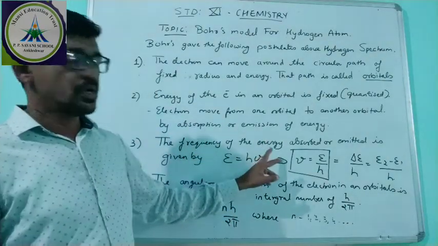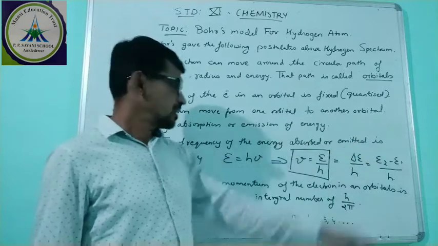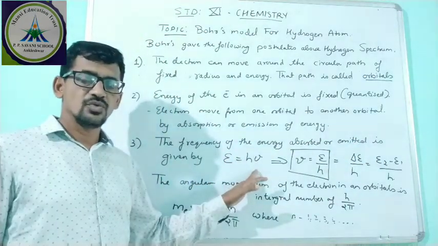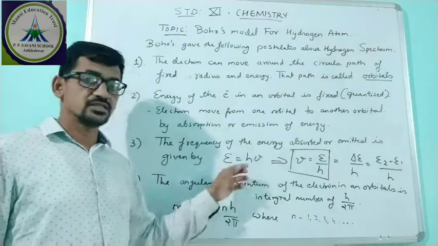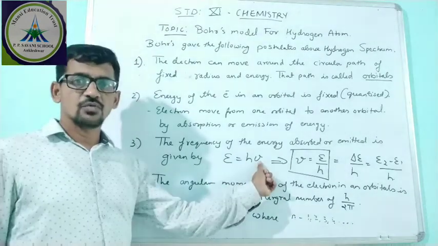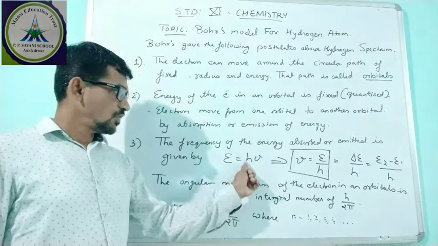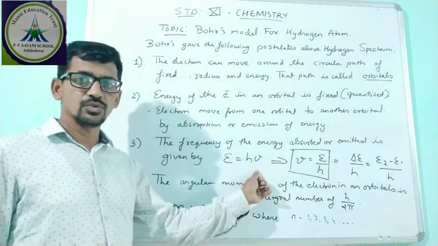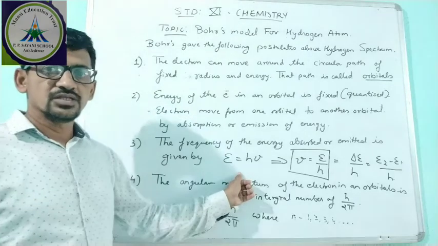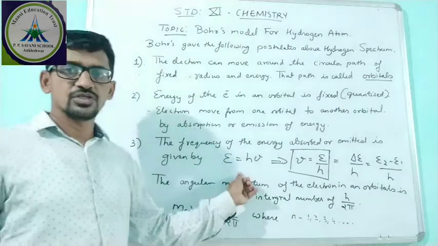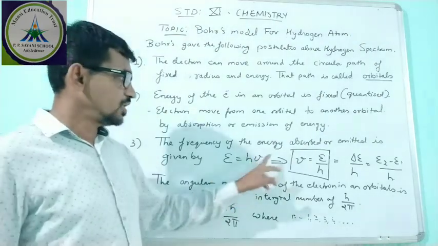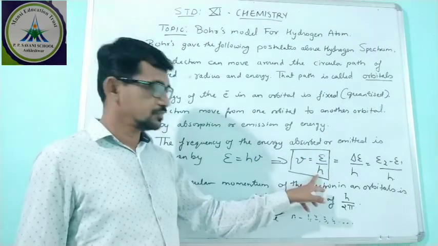The frequency of the particular energy absorbed or emitted is given by the equation E equals h mu. We have derived this equation: energy is directly proportional to frequency mu, where h is the Planck constant, 6.626 into 10 raised to minus 34 joule second. Therefore, mu is equal to E by h.